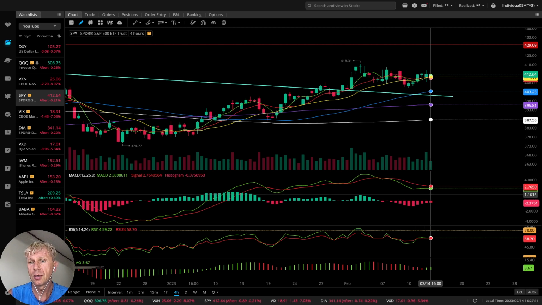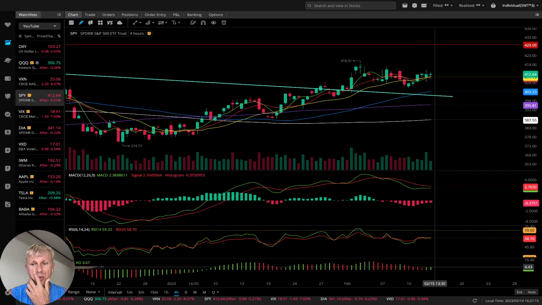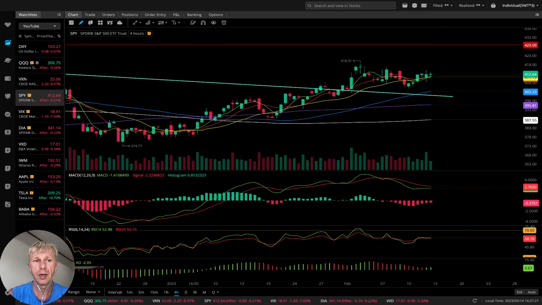MACD is still bearish, RSI still bearish, awesome oscillator green. Mixed mode also for SPY on the 4 hours time frame.